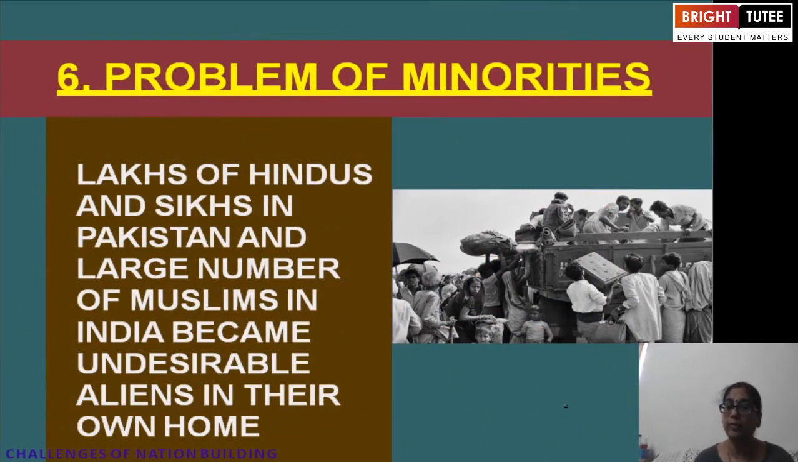Now, there were a few problems for the minorities too, both ways. Hindus and Sikhs were called minorities in Pakistan, and Muslim people were called minorities in India. So lakhs of Hindus and Sikhs in Pakistan and a large number of Muslims in India became undesirable aliens in their own home, because they didn't even know whether they were residing in Pakistan or India. They were not even sure, because many people didn't even know that the country was divided.